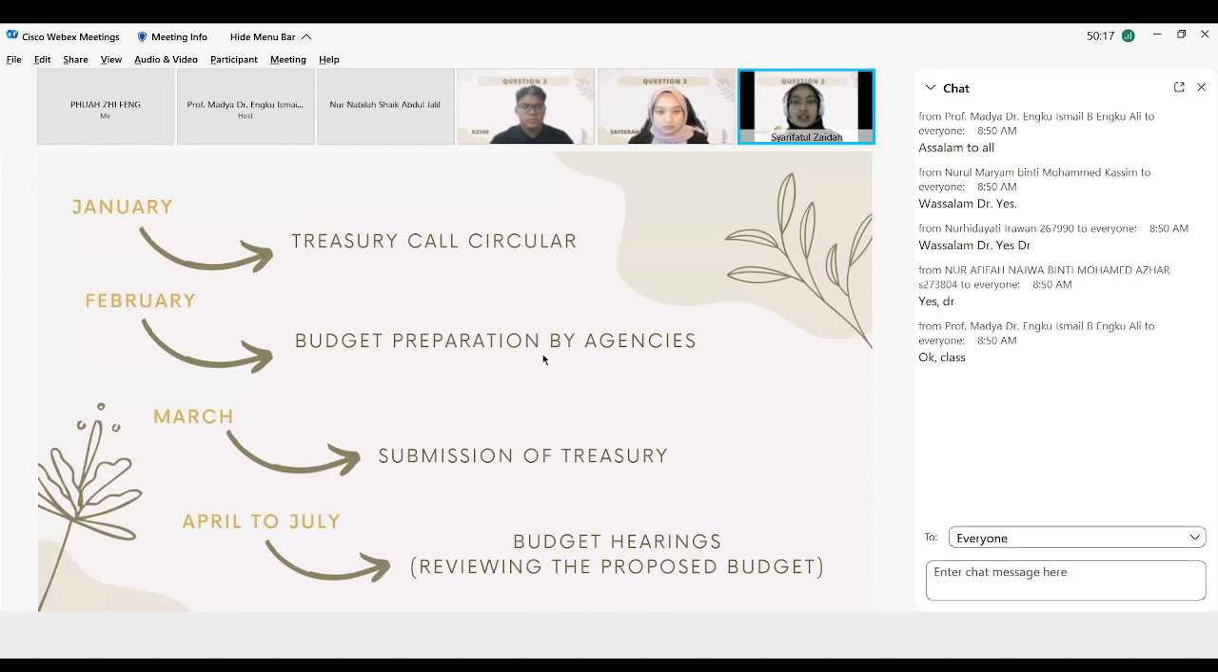The PSD will help in reviewing the agency workforce requirement, while EPU will advise on the recommendation made in the development estimates. Next, I'll pass to the next presenter.